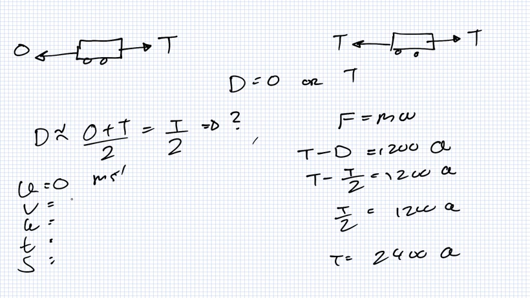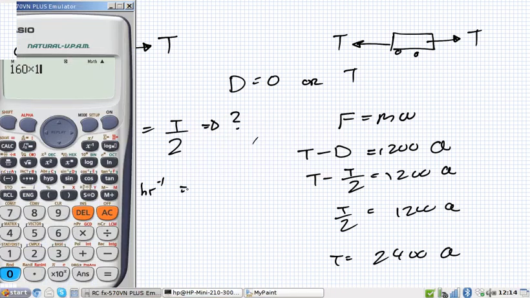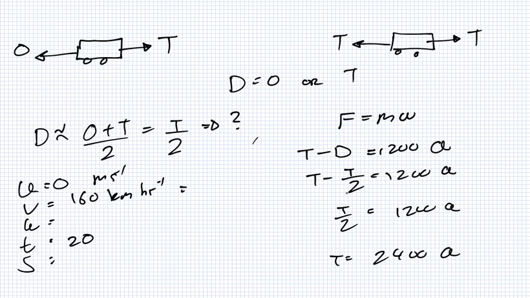Okay, so the v is, I think, 160 kilometers per hour though. The a is what we want. t is 20 seconds. So let's just convert that into meters per second. So that is that many meters in an hour, that many meters in a second, 44.444.